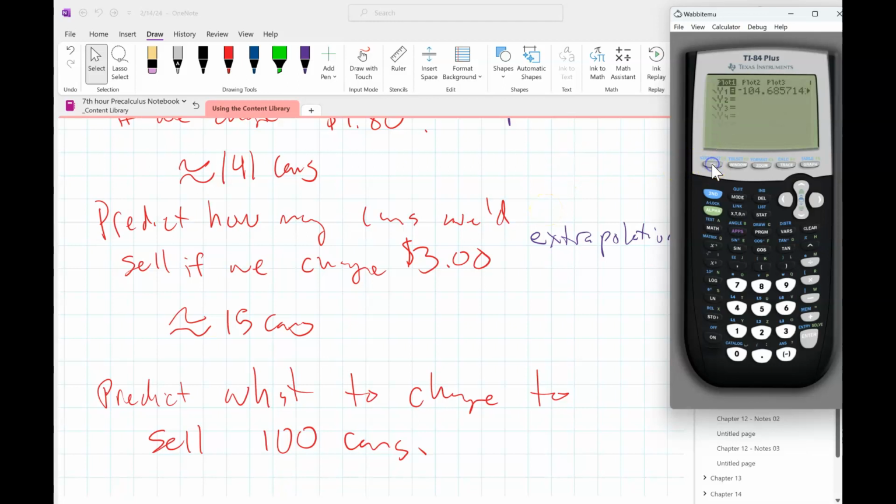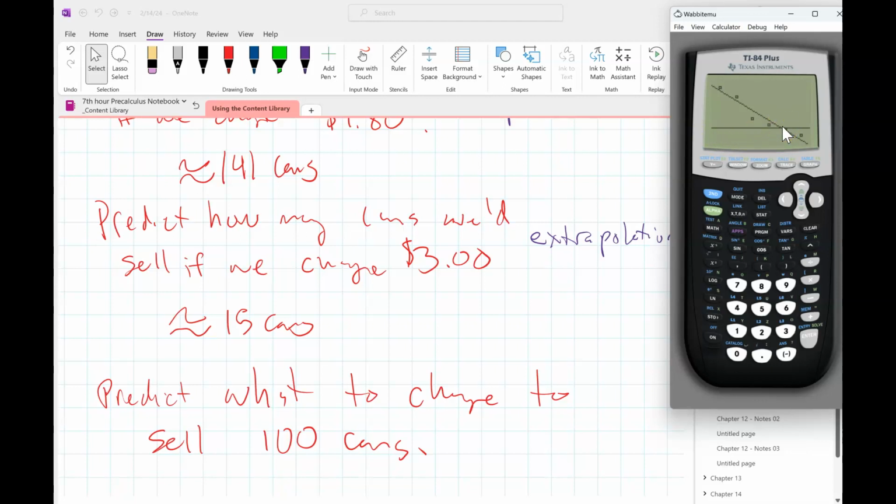What I'm going to do is press the Y equals button, and I'm going to put 100 into Y2. That's the Y value I want to solve, right? I'm plugging that in for Y. And I'm going to hit graph. What X value am I looking for? The intersection of Y equals 100 with my best fit line.